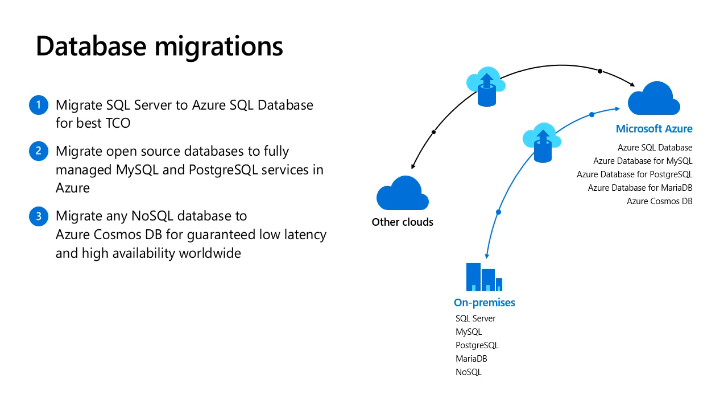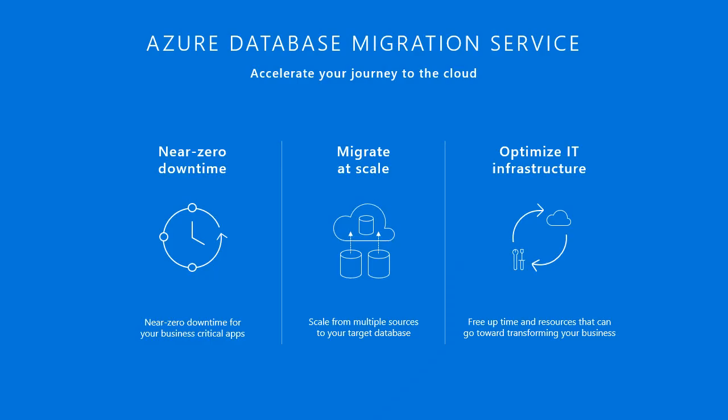And you can also migrate NoSQL databases to Cosmos DB for guaranteed low latency. The primary tool that we use for that is a first-party tool called Azure Database Migration Service. It is a built-in native service within Azure that's accessible in the Azure portal that allows you to migrate with near zero downtime.